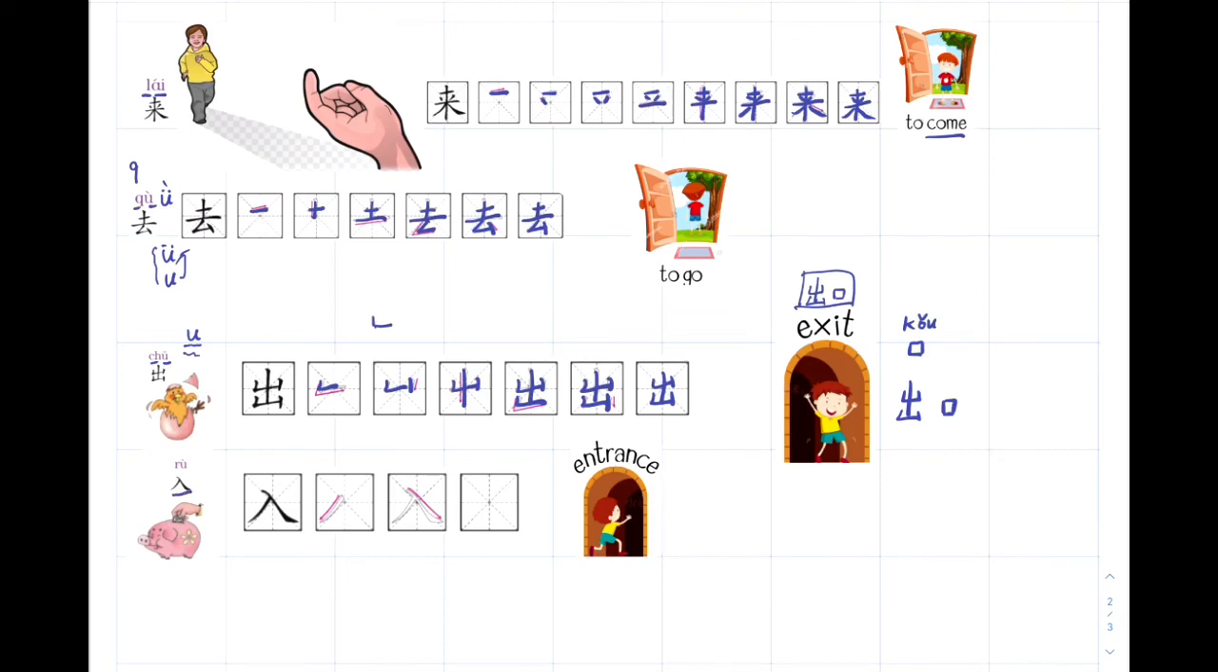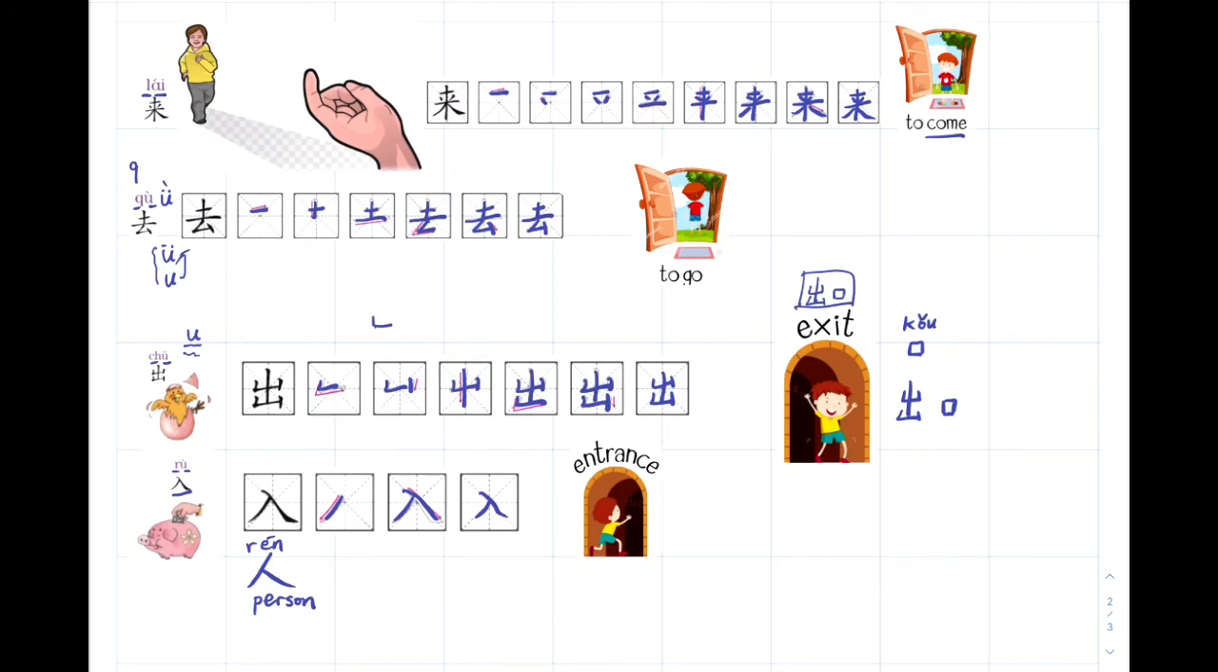入, this one is also pronounced as 物. 入. It's very simple to write, isn't it? 一二. For beginners, it's sometimes easily confused with another Chinese character, right? It looks so much like this one. But what is this one? This is 人, 人. It means person or people.